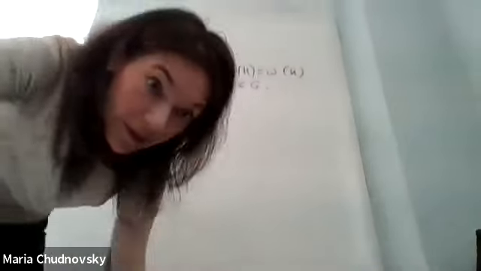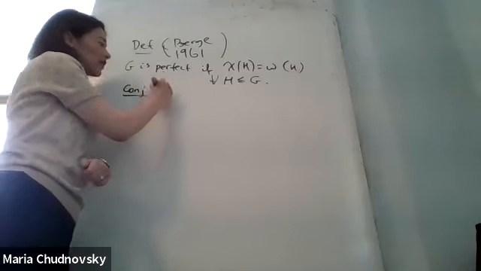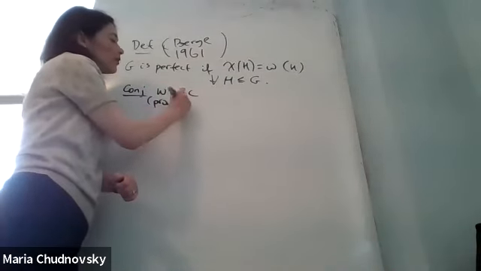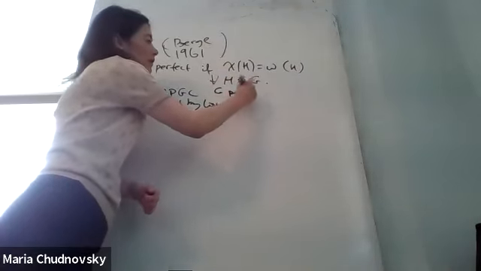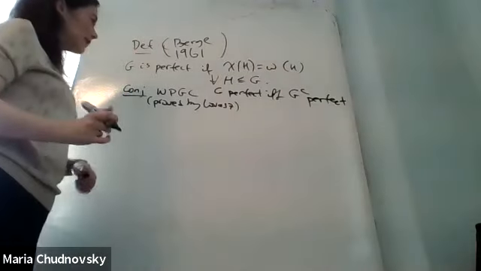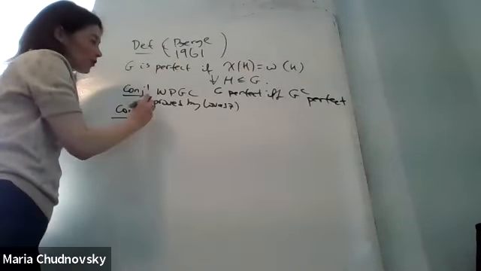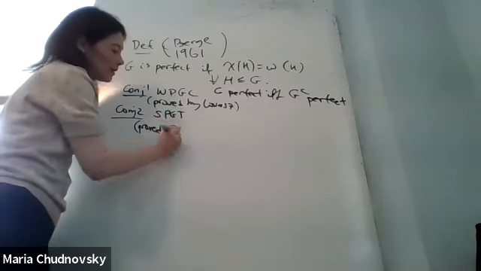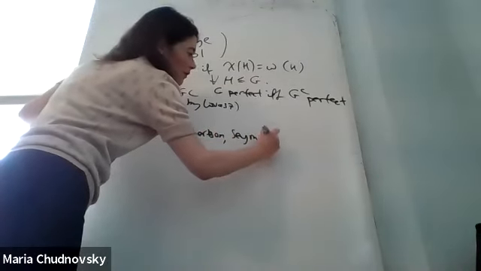Maybe I should tell you that when Berge defined perfect graphs, he made two conjectures about it. Conjecture one was called the weak perfect graph conjecture, and that's now a theorem of Lovász, as I already mentioned. It says G is perfect if and only if the complement of G is perfect. And then he made another conjecture that is called the strong perfect graph conjecture. And that's now a theorem by me, Neil Robertson, Paul Seymour, and Robin Thomas.